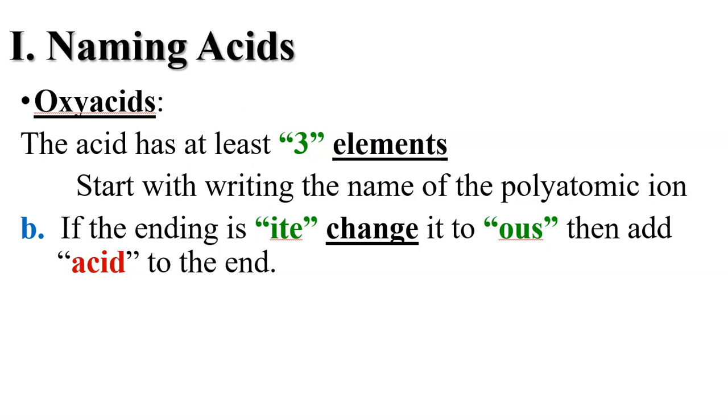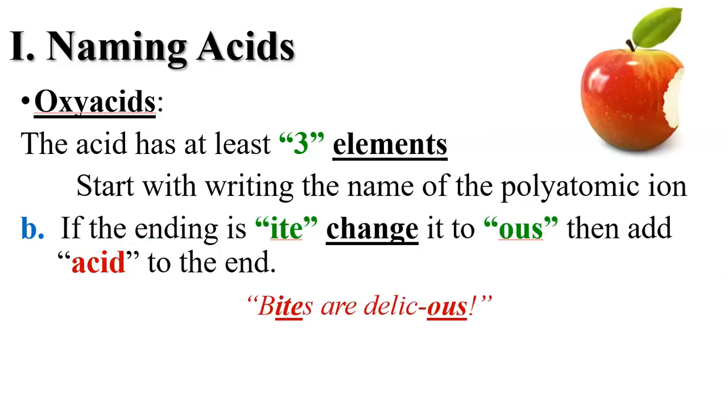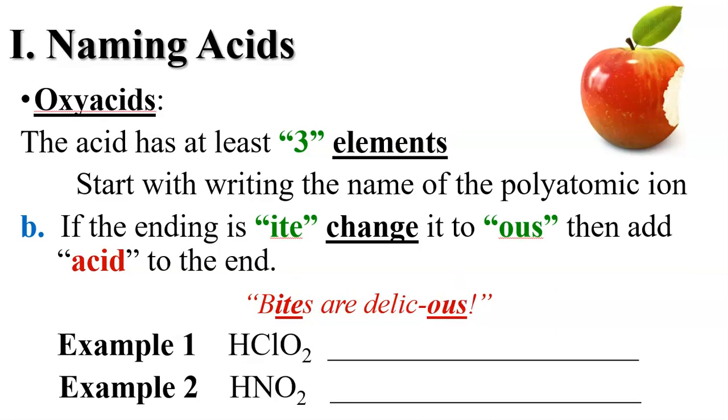All right, if our ending is ITE, we need to change it to OUS and then add acid at the end. So best way to remember this is bites are delicious. So ITE changes into OUS. All right, so let's do a couple of examples. Again, here's my hydrogen. That's how I recognize that those are acids. And then ClO2 is, what? How come I didn't write this?